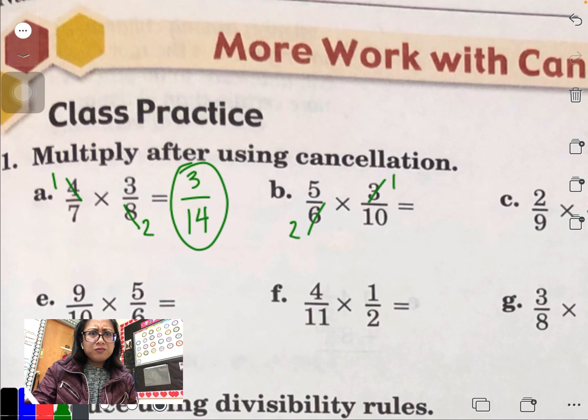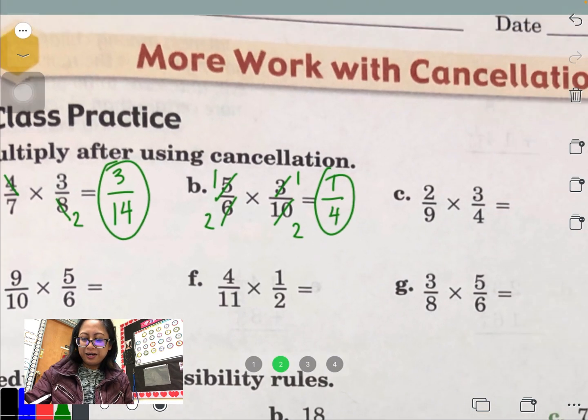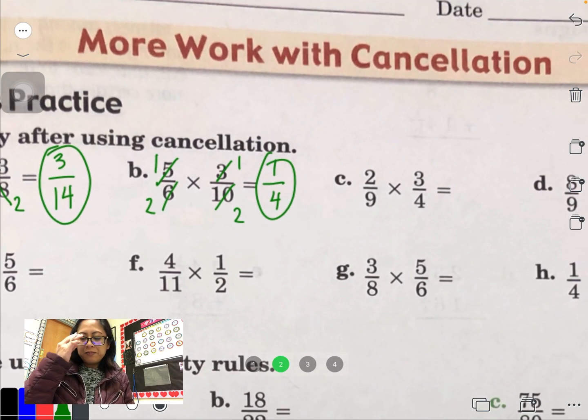5, well, remember the divisibility rules for 5. You can divide numbers that end in 5 or 0. And I can definitely do that. Watch. 5 divided by 5 is 1. 10 divided by 5 is 2. I did that in my head. So now I can multiply across. 1/4. Boom.